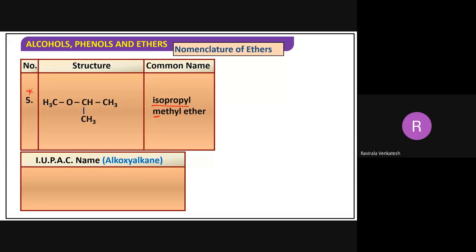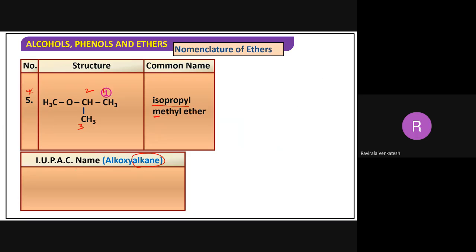But what about the IUPAC nomenclature? You can call this one methoxypropane, but that was also there in the previous slide yesterday. Now in this case, you give numbering for the alkane. This part should be given numbering. We can give numbering from this direction: 1, 2, 3. Again, it is an alkoxyalkane, methoxypropane only we are writing.